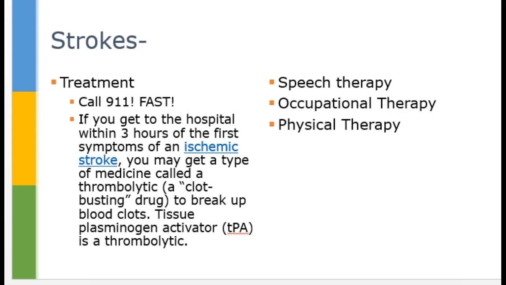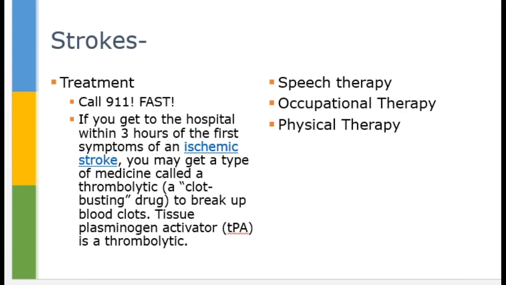With both heart attacks and stroke, the best thing you can do is call 911. The faster a person gets treatment, the faster they can get some specific types of medication that can help either break up the clot or do less damage to the heart and or the brain tissue.